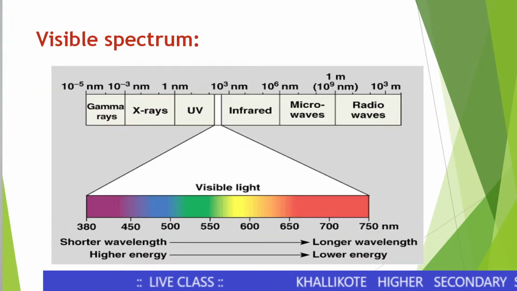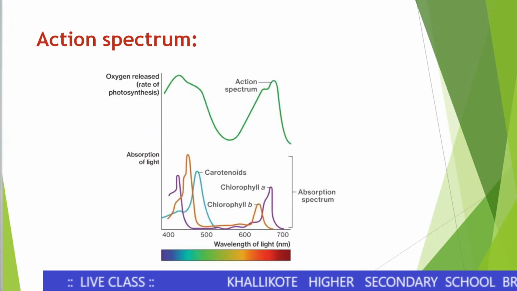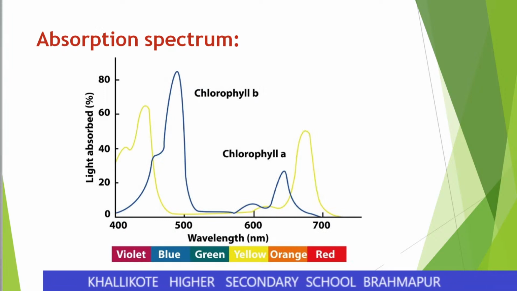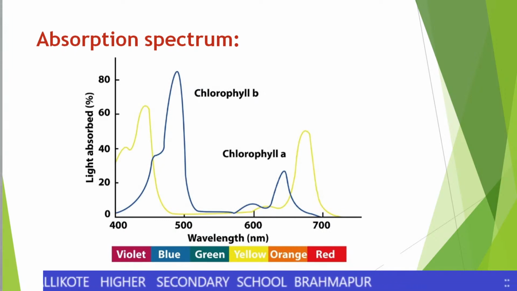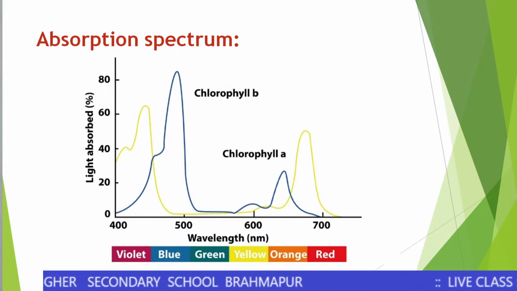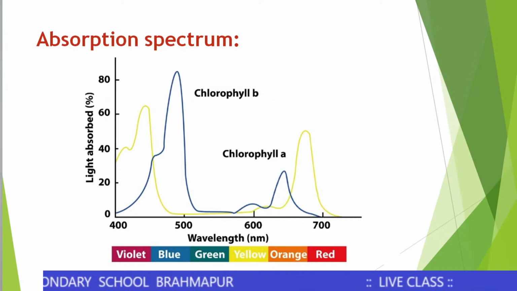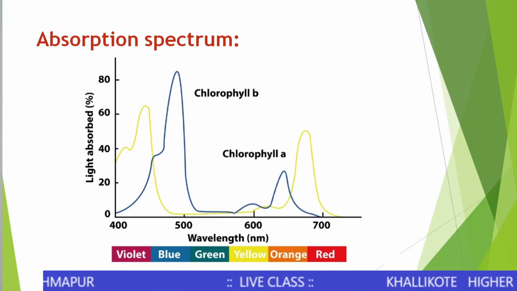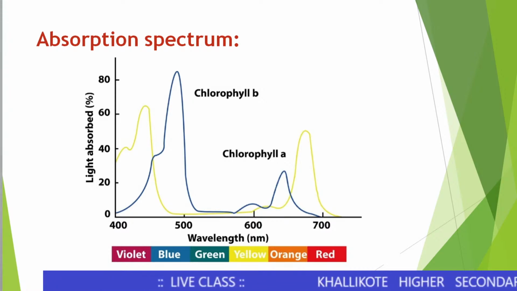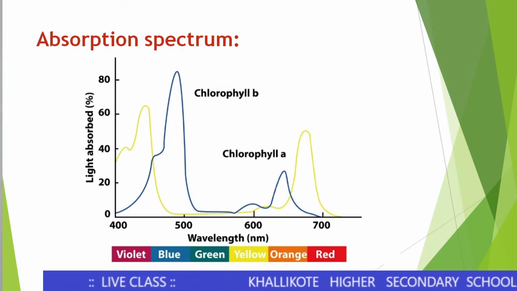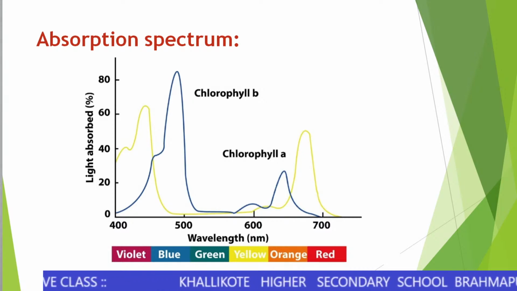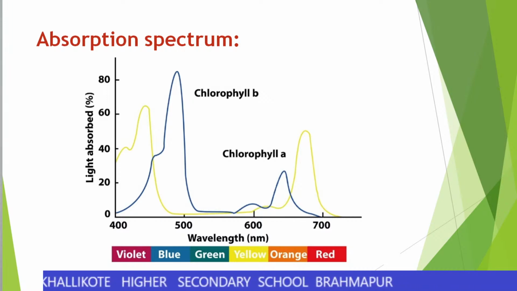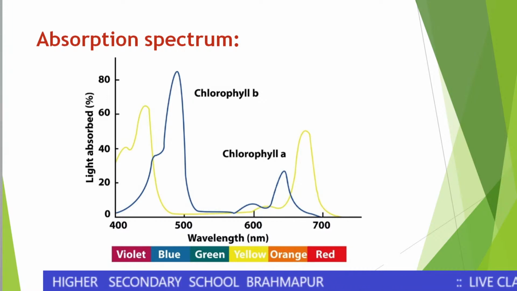Here we can see the absorption spectrum. The VIBGYOR colors: violet, blue, green, yellow, orange, red. So 400 to 500 is our violet-blue region, 500 to 600 is the green-yellow region, and from 600 onwards you have the orange-red region of the visible spectrum. On the other side of the graph, we have light absorbed in percentage.